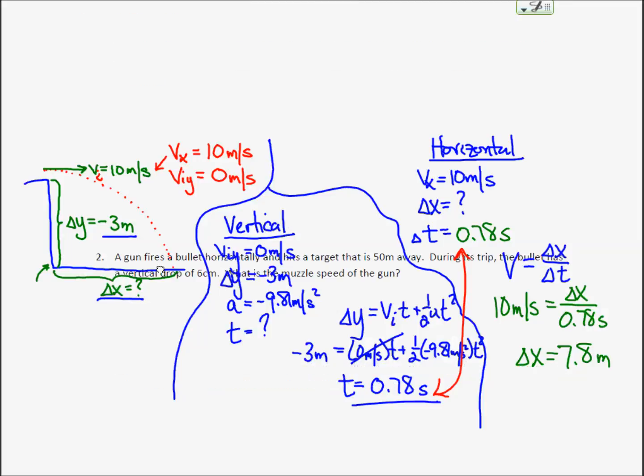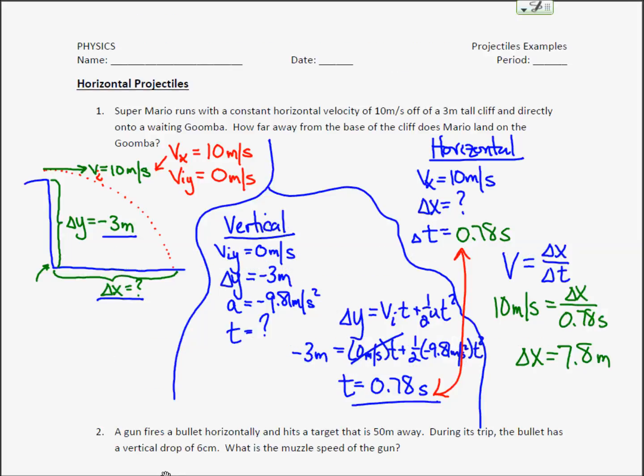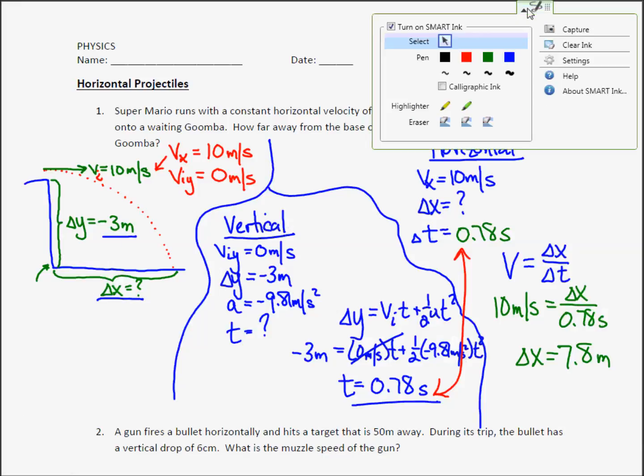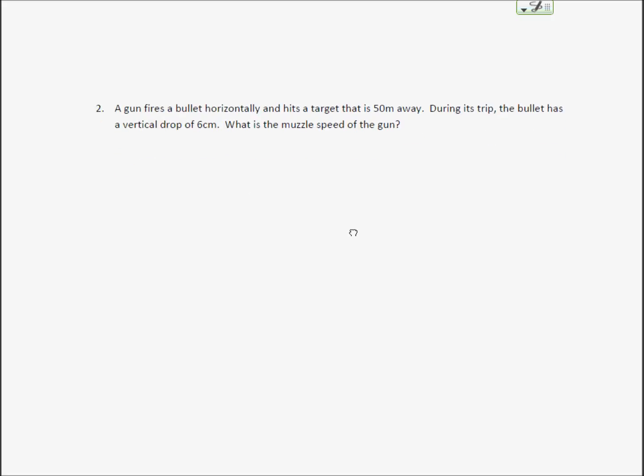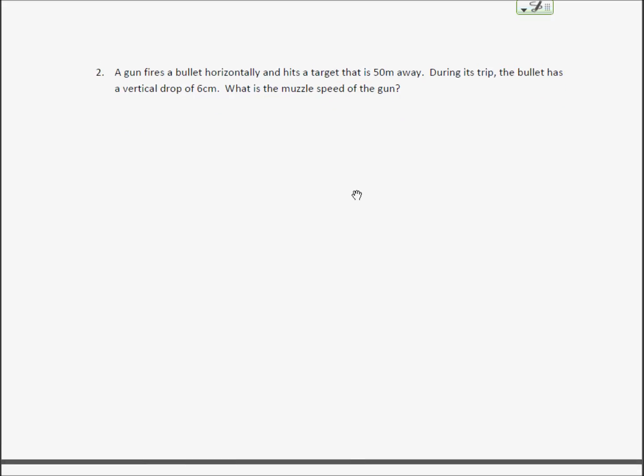Now we have a gun that's firing a bullet. I'm going to clear this from the screen here. So I have a gun that fires a bullet horizontally, and it hits a target that's 50 meters away. During its trip, the bullet has a vertical drop of 6 centimeters. What is the muzzle speed of the gun?